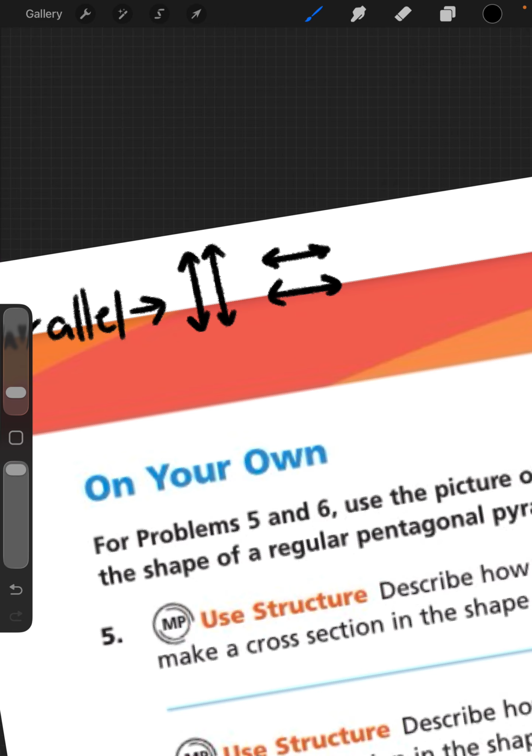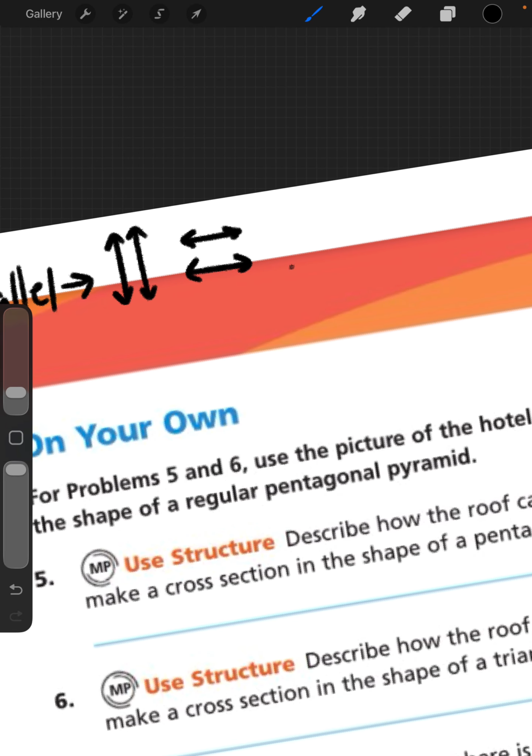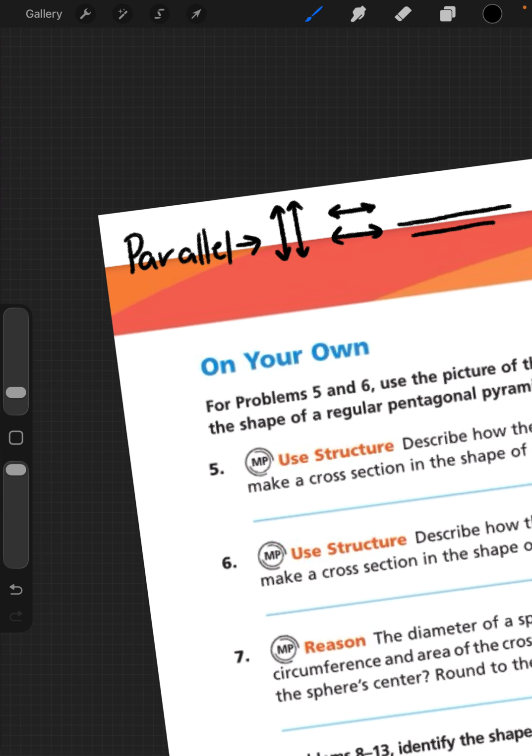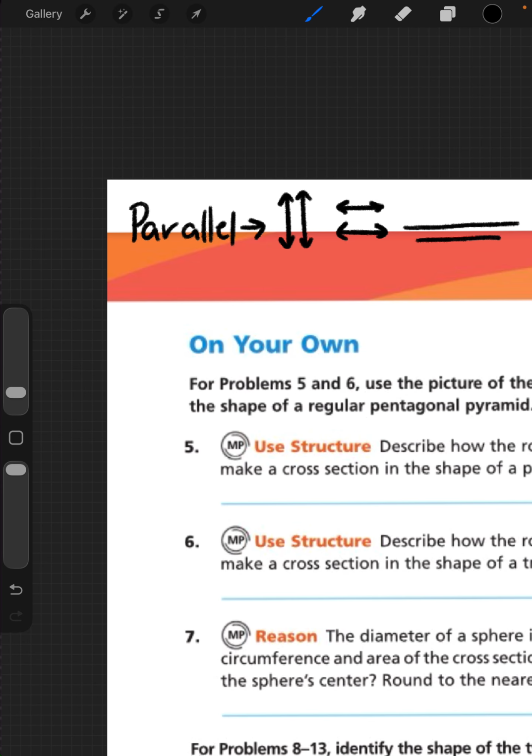So when they tell you to cut parallel to the base, let's say that this is the base, they're saying that they want you to cut on top of the base, okay? We'll see more of this when we actually put it into practice.